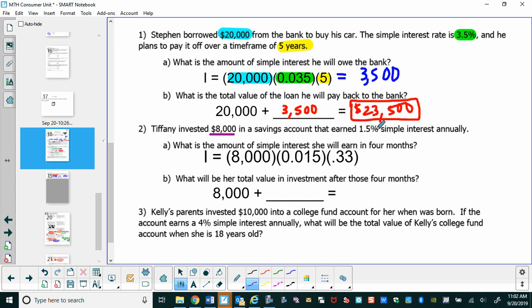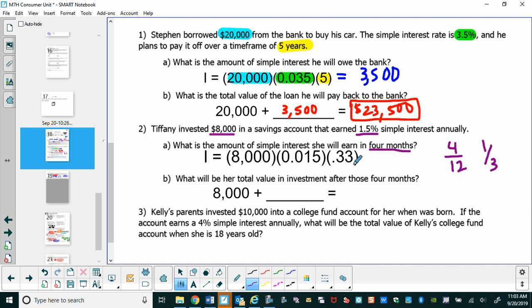Savings account earned at 1.5% interest annually. And we want to know how much interest this account will earn after 4 months. Because we're asking about months here, just think about 4 months out of the 12. That reduces to a third. And we can just use 0.33, even though it would continue on.